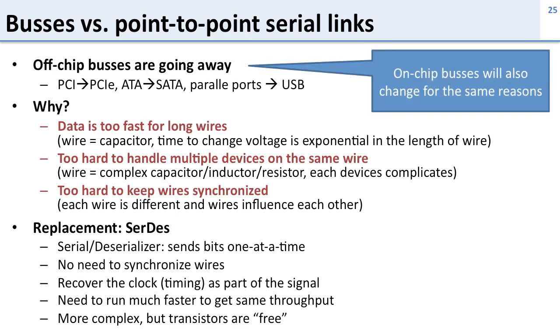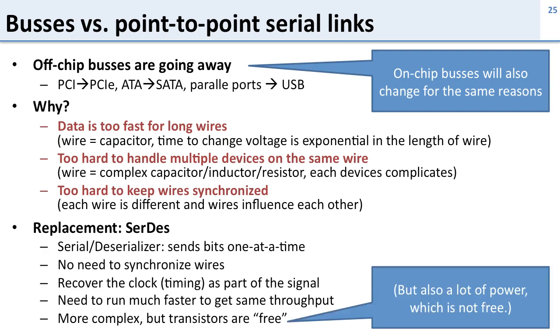So we've said that off-chip buses are going away, and we're going to see the same thing in on-chip buses in the future. When we start seeing 100 cores on a chip, we're also going to start seeing serial links on chips. The other thing that's important to keep in mind here is that while these transistors may be free, they also use a lot of power. So these serial ports use a lot of power on chips, so that part is not free.